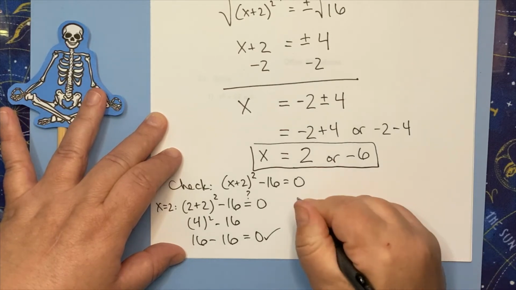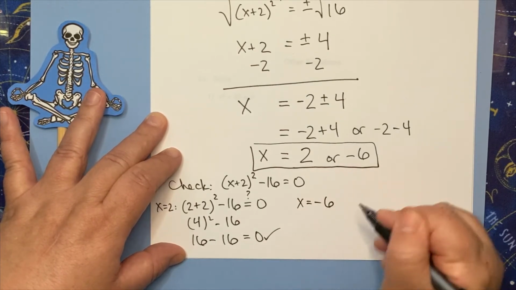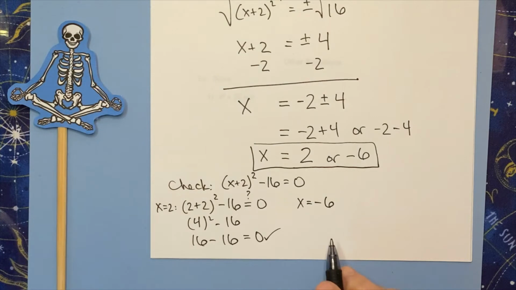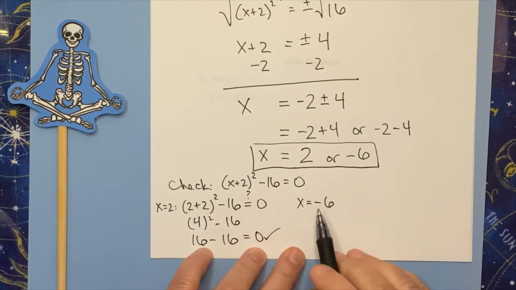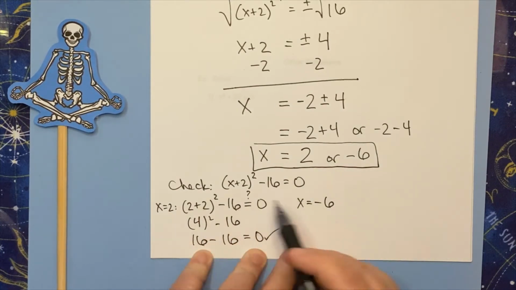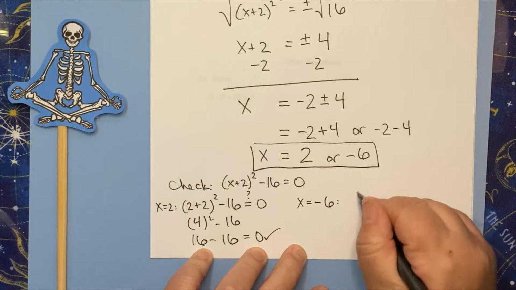Woohoo! Now let's try x equals negative 6. Now this is interesting. A lot of people would assume that the answer would be negative 2. So let's take a look at what's going on here. We got positive 2 as one of the answers. Why is it negative 6? Let's take a look.